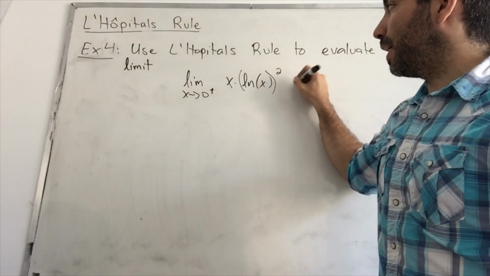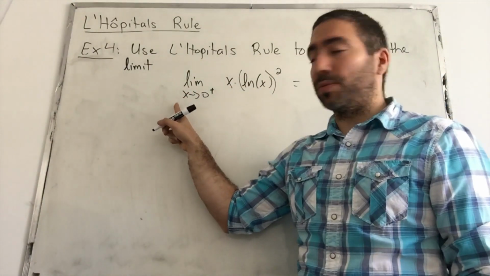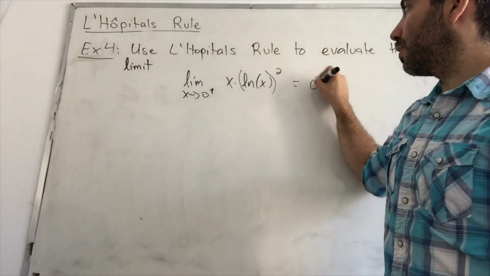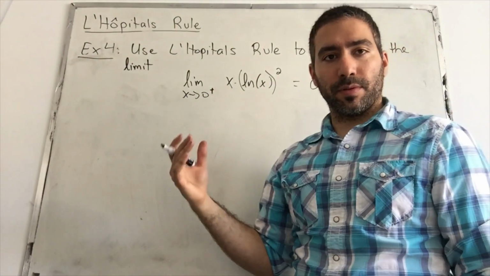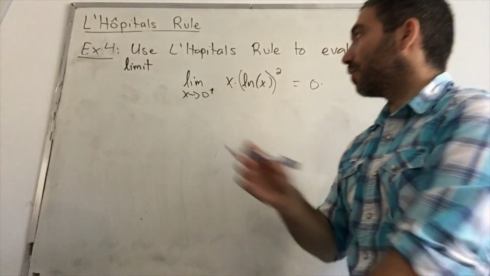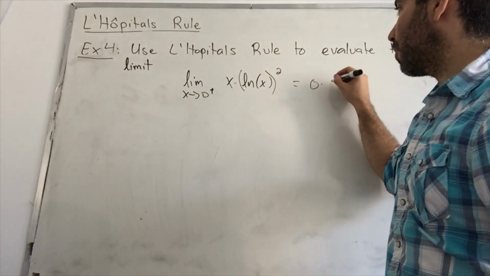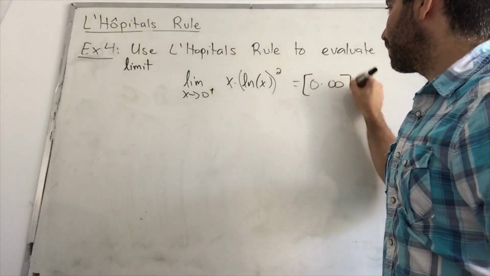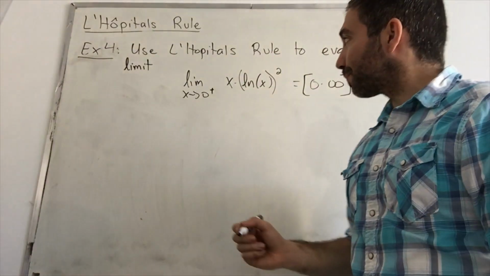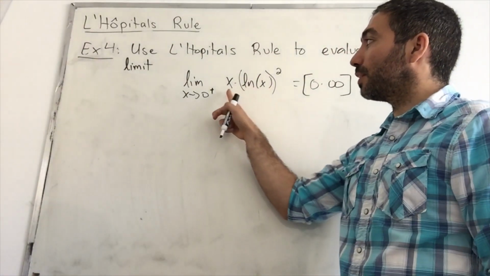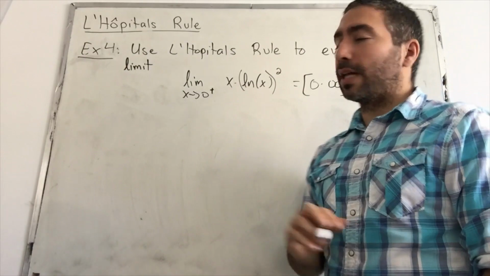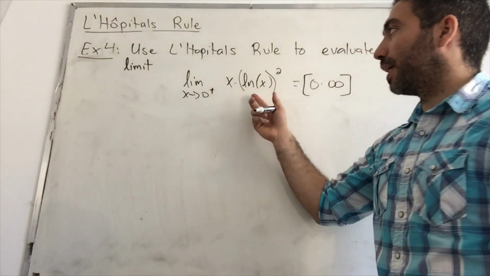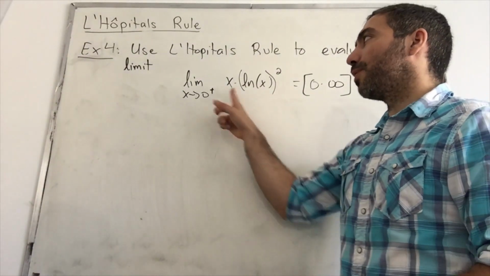So let's begin by evaluating the limit. Replacing x with 0, we get 0 times ln of 0 from the positive side, which we know is negative infinity, and we square it, so it becomes positive infinity. So we have the indeterminate form 0 times infinity. Okay, so let's reduce it down to a case 1. Right now we have it in a case 2. Let's reduce it down to a case 1 by flipping one of the functions.